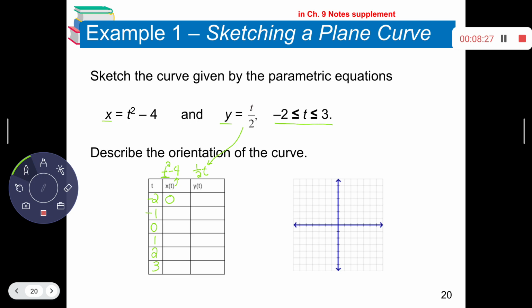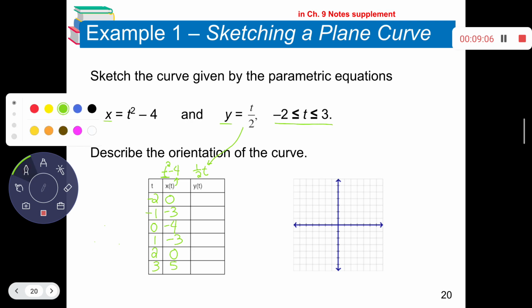If I substitute -1 in, I'm going to get -1 squared, which is 1. 1 minus 4 is -3. And I don't think I need to go through all this math. Wait a minute, I have a mistake. Let's get rid of that. When t is 0, x is -4. When t is 1, x is -3. When t is 2, x is 0. And when t is 3, x is 5.